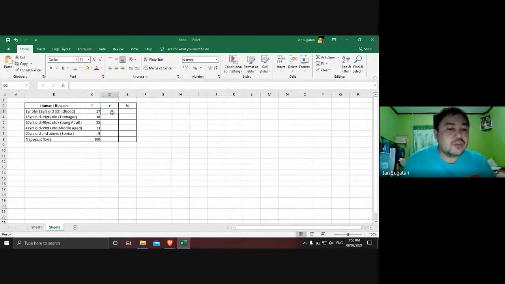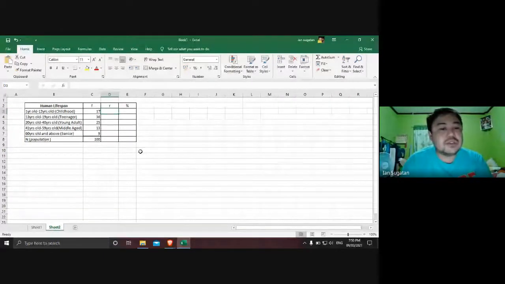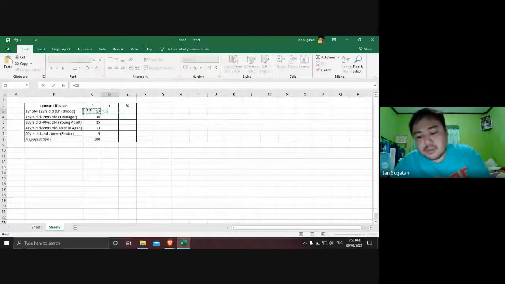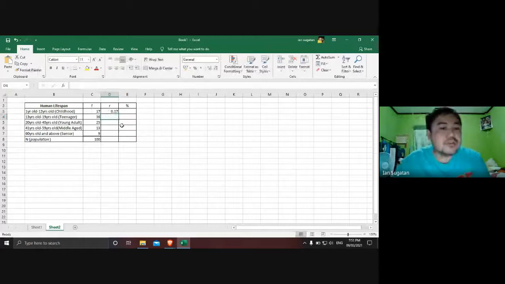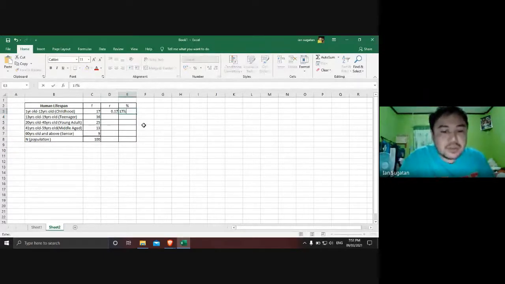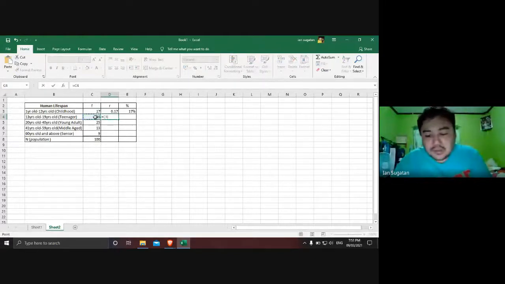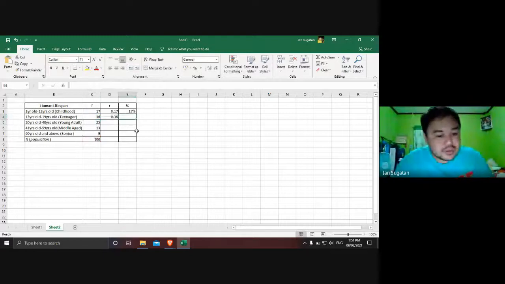Then, what we're going to do is to get the relative value or the relative frequency. So, getting the relative frequency, what we're going to do is to divide. Don't forget the equal sign. Divide this one by the population, which is 17. So, 17%. And then this one, equal sign, 36 divided by 100 is equivalent to 36. So, this is 36%.